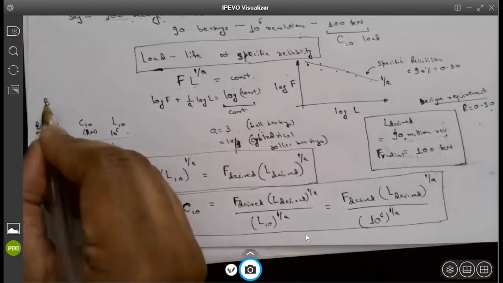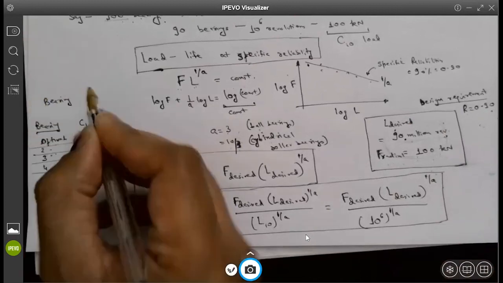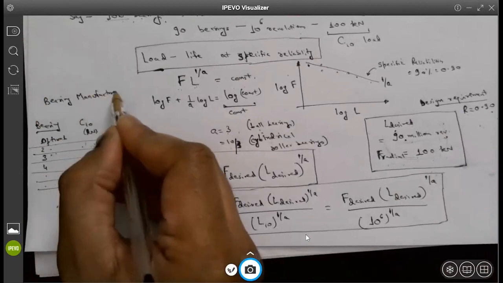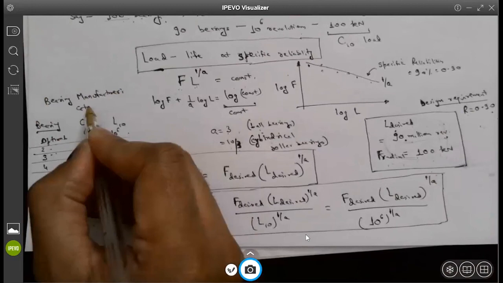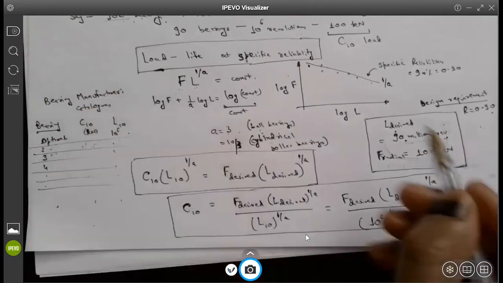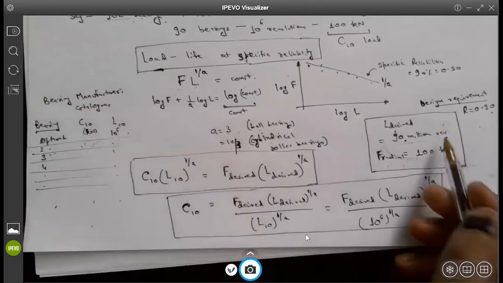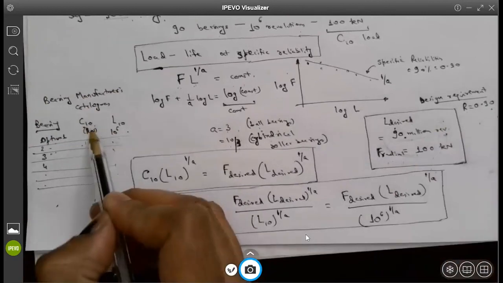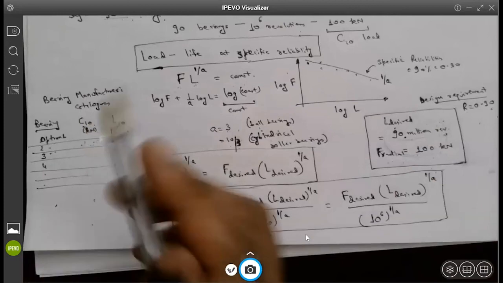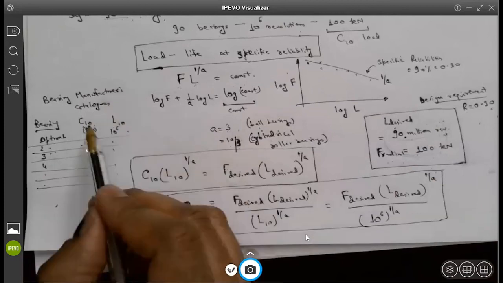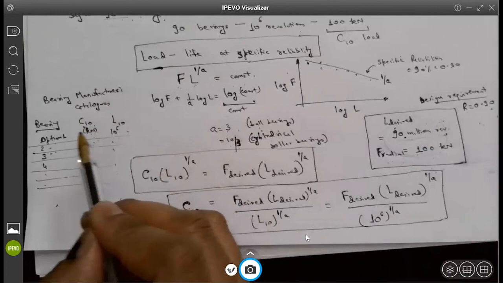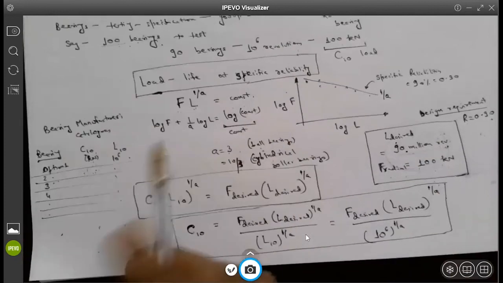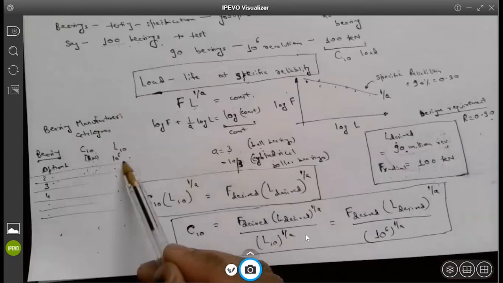So this is a bearing manufacturer's catalog. I have to go to the catalog and pick a bearing based on my requirements. I have to translate these requirements into a C10 value. C10 value is what? It is the load in kilonewtons, or maybe other units if it is in pound force. It is a radial load that will cause 90% of the bearings to have an L10 life of 1 million revolutions.